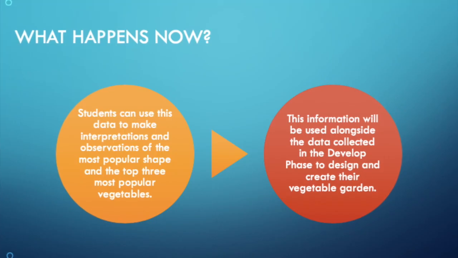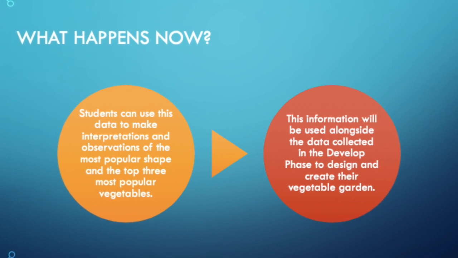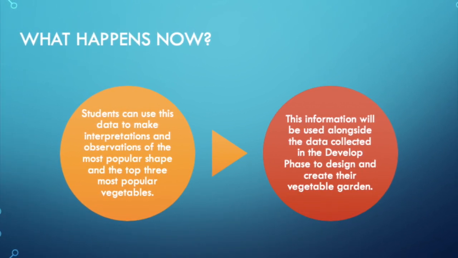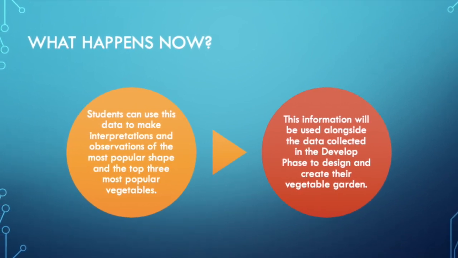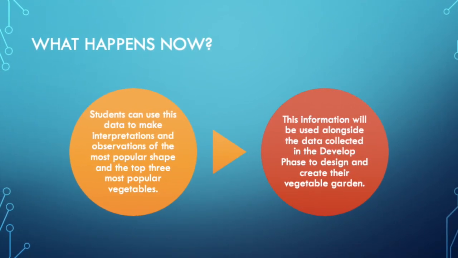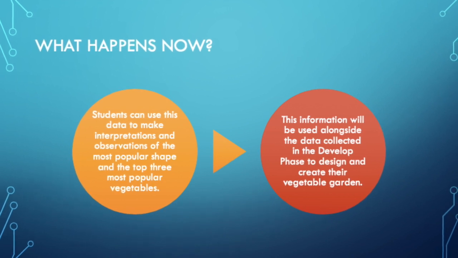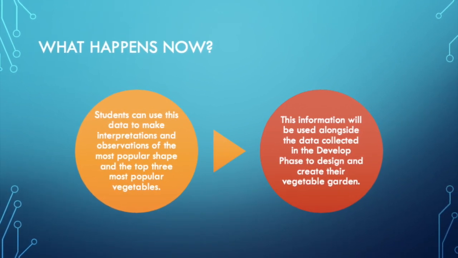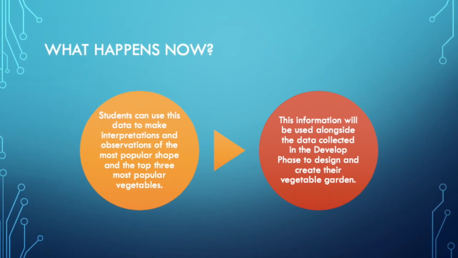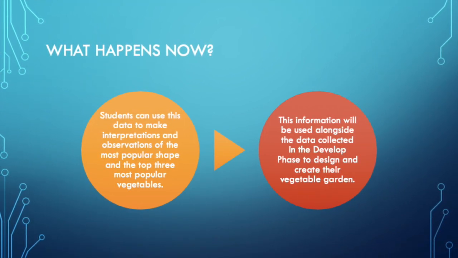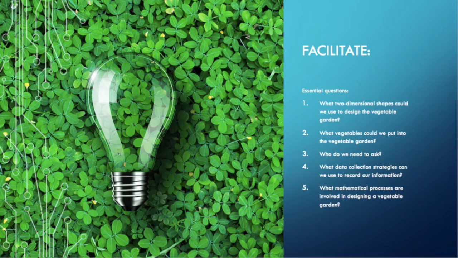Using these data displays, students can then interpret and make observations on the most popular shape for the design of their vegetable garden and the most popular vegetables based on the opinions of the class. This information will be used later on in the defend phase as students work in groups to design the ideal vegetable garden based off the most popular shape and the top 3 most popular vegetables as they compare their findings between the results of their class and another class.